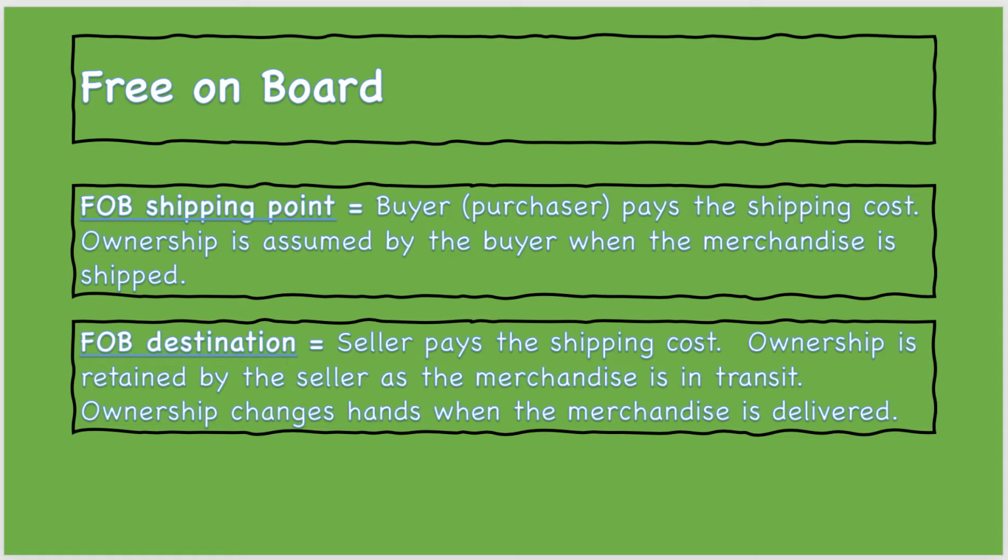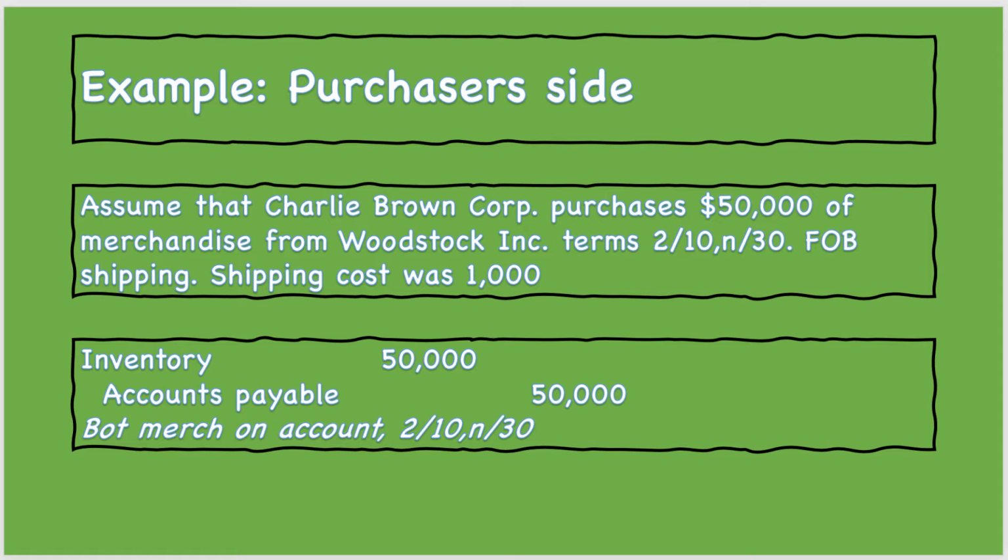This will become very important if you get into any advanced financial accounting classes. When we do audits and we're counting inventory, we need to take into account, is it FOB shipping point or FOB destination? That determines A, who owns the merchandise, and B, should we count that in their inventory or should we not? Okay? So let's look at an example of the purchaser side of the transaction.